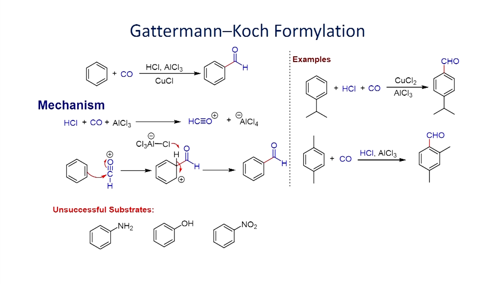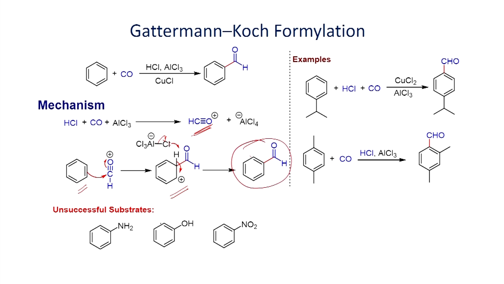As you can see, the copper chloride helps the carbon monoxide react with hydrochloric acid to form the acylium cation. Once you form the acylium cation, which is an electrophile in this reaction, it undergoes reaction with the benzene ring as shown, and you will have this intermediate carbocation. Removal of a proton can then give benzaldehyde as a product.